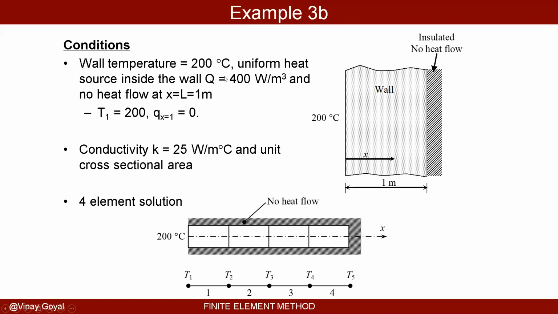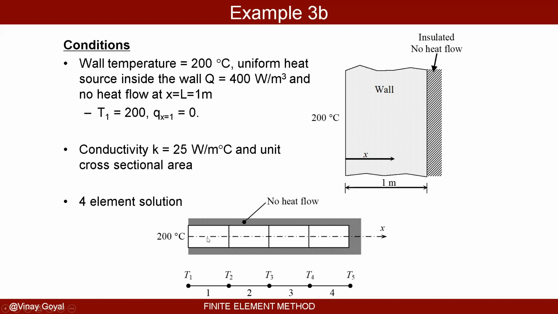Let's look at this quick problem. The wall temperature is 200 degrees C. There's a uniform heating source inside the wall of 400 watts per meter cubed, and no heat flow here. It's insulated, it's adiabatic, so there's no loss of temperature there. No heat flow there is what I meant.